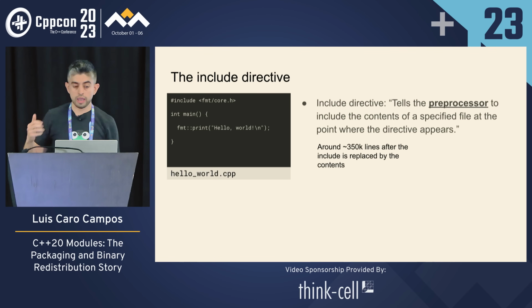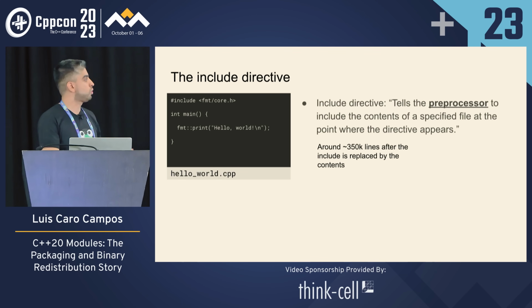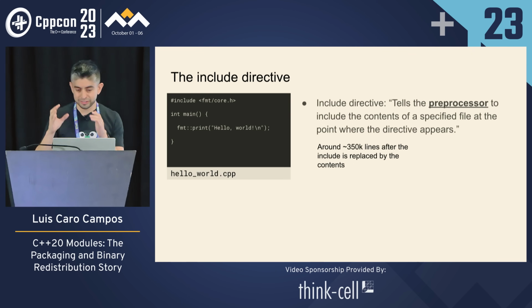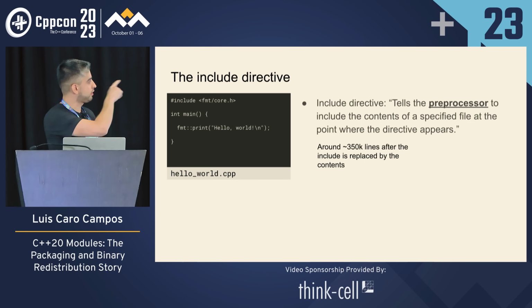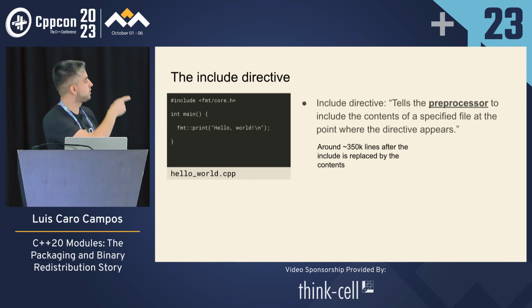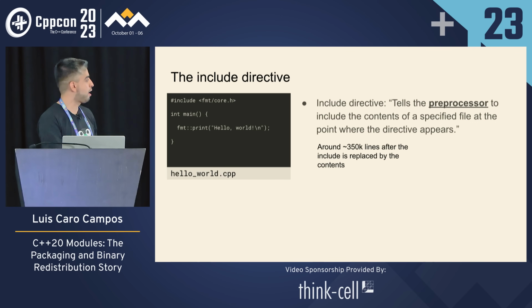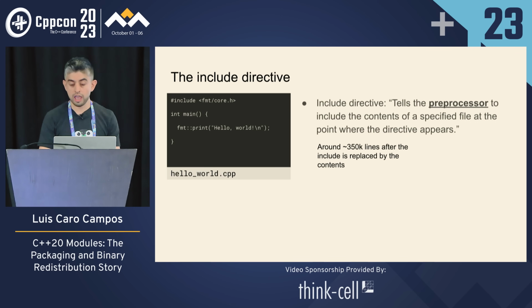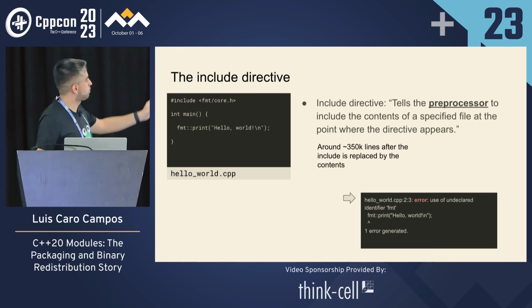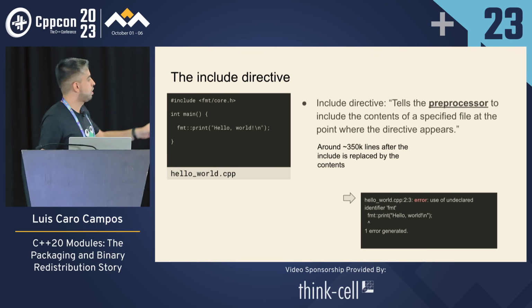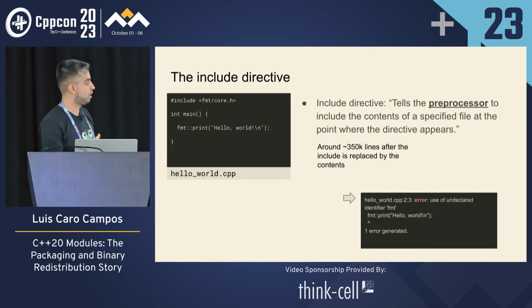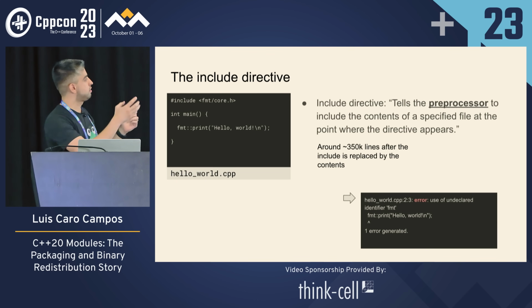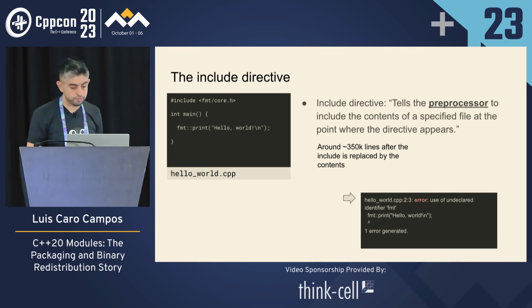This is what we're used to doing today. We're very familiar with the include directive, which is a preprocessor directive. So it's not a C++ construct, it's mostly a preprocessor construct where the preprocessor will replace that line with the contents of that file once it locates that file. And in this case, that line becomes 350,000 lines of code after it's replaced with the contents. If we miss the first line with the include, but we do have the call to fmt print, the compiler is going to tell us an error that we're using an undeclared identifier. So mostly the way we consume libraries today is we expect the included headers, at least for the declarations of the functions that we're going to be using later on in the same file.